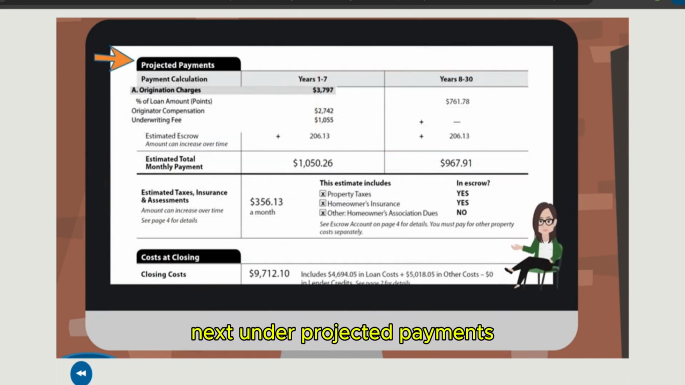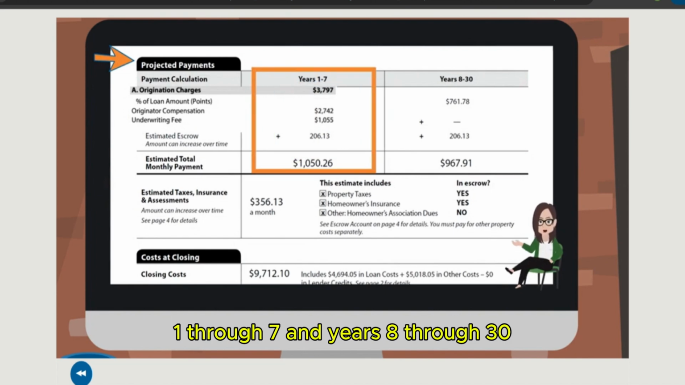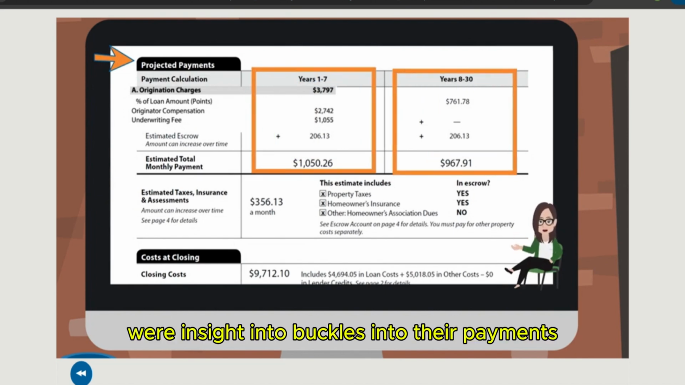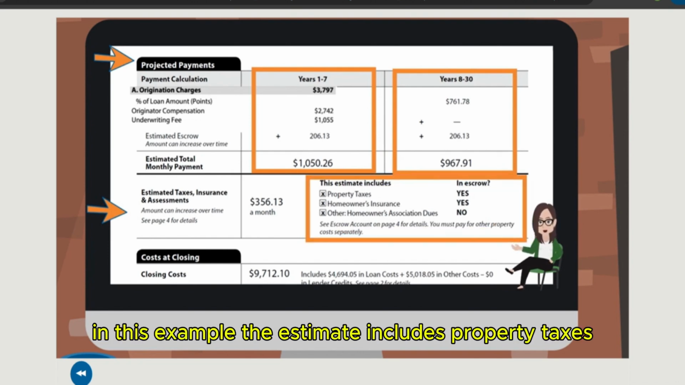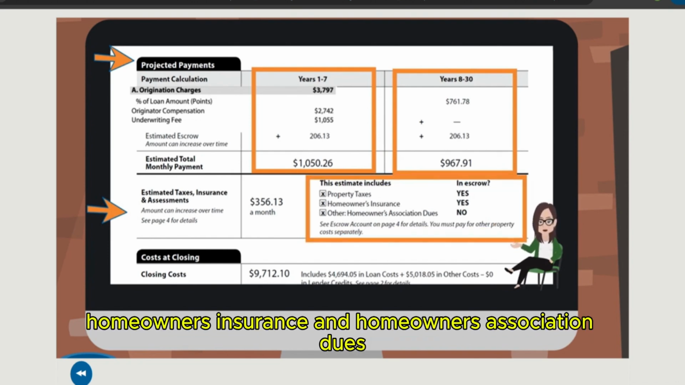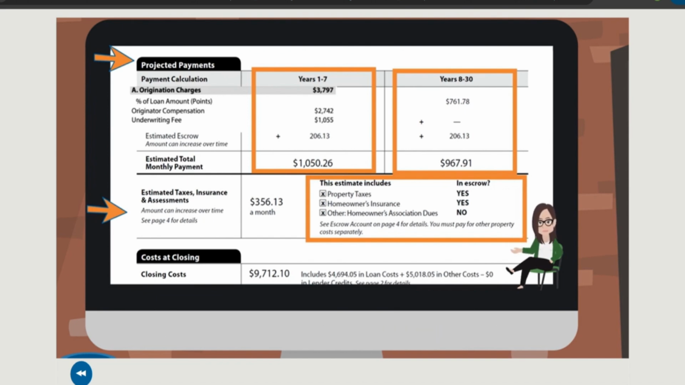Next, under projected payments, you will find the payment calculations for years 1 through 7 and years 8 through 30 to give the borrower insight into what goes into their payments, as well as the estimated taxes, insurance, and assessments. In this example, the estimate includes property taxes, homeowners insurance, and homeowners association dues, as well as whether these are in escrow or paid by the borrower.